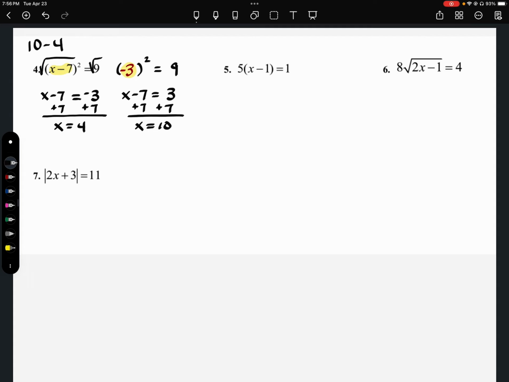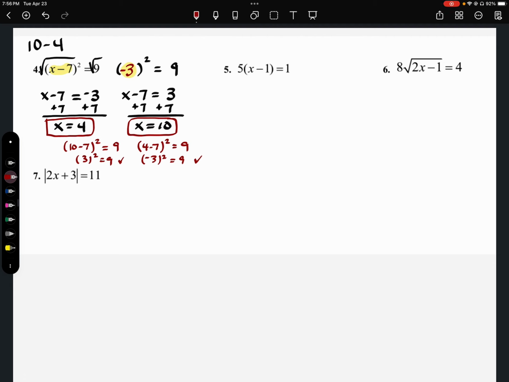You can check both of those by plugging it back into the original, right? So we would say here 10 minus 7 squared equals 9. And we'd also have 4 minus 7 squared equals 9. And I realize I wrote them underneath the opposite one there by mistake, sorry. But 10 minus 7 is 3. 3 squared is 9. That one's going to check out. 4 minus 7 is negative 3, and negative 3 squared is equal to 9. That one checks out. So we know the answers are correct. x equals 4 and x equals 10.